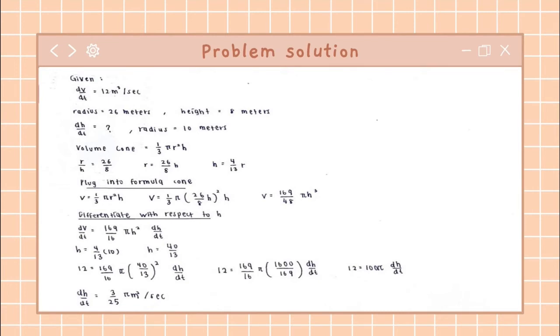Lastly, differentiate with respect to h because we want to find dh over dt. So h equal to 4 over 3 r, and substitute r, which is 10 meters, and we got h equals to 40 over 13. So 12 equals to 169 over 16 pi times 40 over 13 squared dh over dt. So we got dh over dt is 3 over 25 pi meter square per second.